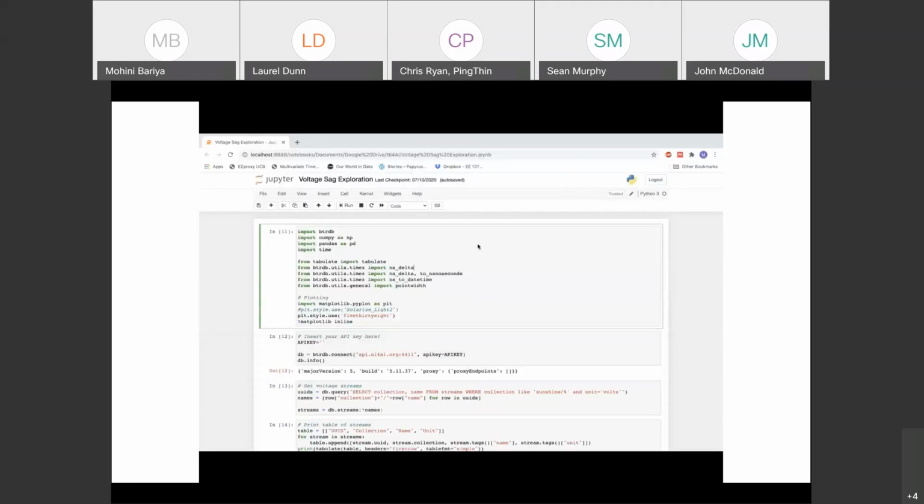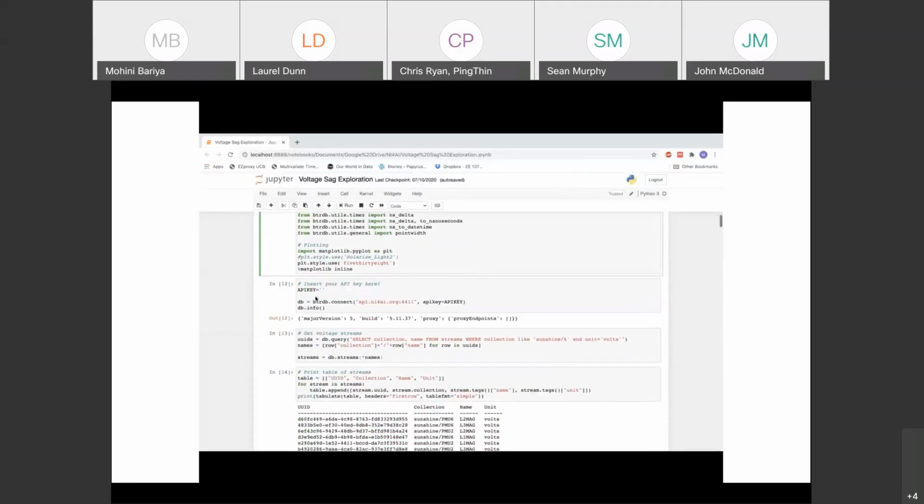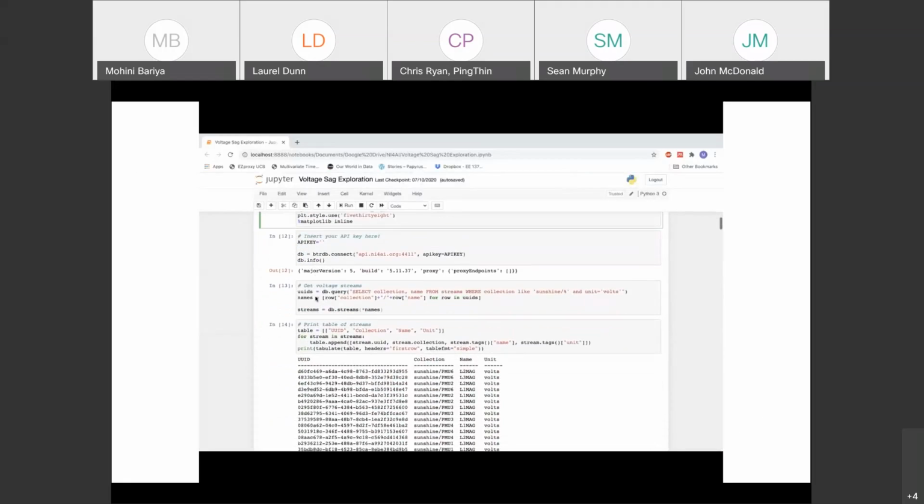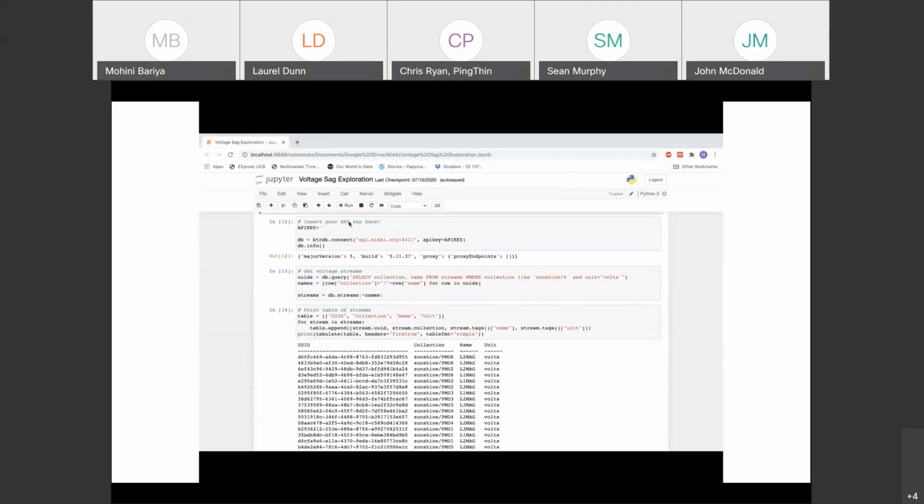And this is the great thing about being able to query the data into Python. I can use all these great libraries that other people have made to really speed up my analysis. Then I connect to the database, which is very simple. I use my API key, which all of you can get by signing up for the NI for AI platform. And now once I'm connected, I can look at the different data streams in the database very easily.